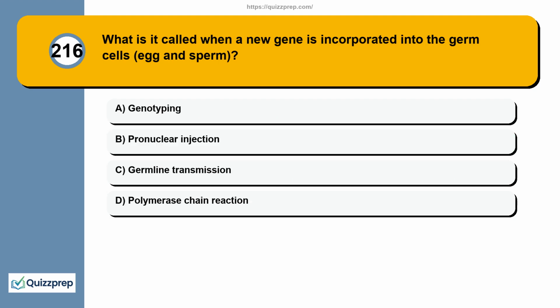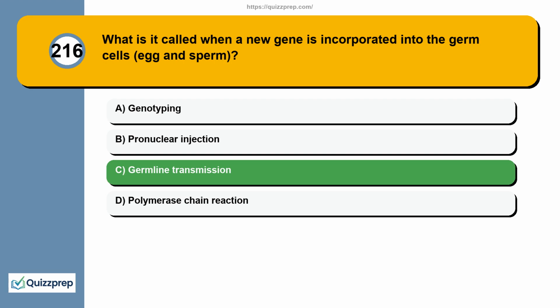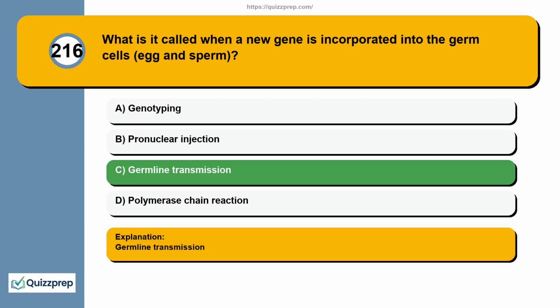Question 216. What is it called when a new gene is incorporated into the germ cells, egg and sperm? Option A. Genotyping. Option B. Pronuclear injection. Option C. Germline transmission. Option D. Polymerase chain reaction. The correct answer is option C. Germline transmission.